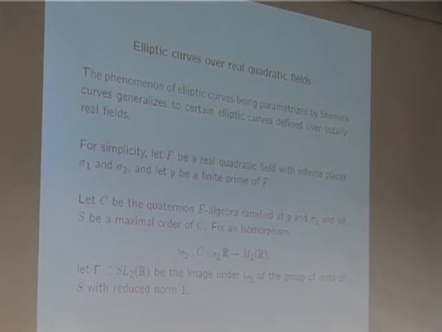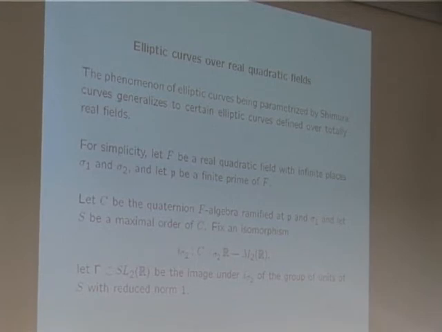defined over certain totally real fields. For simplicity, I'd like to restrict to the situation of real quadratic fields. In particular, this is the only case I wrote any code for. So the phenomenon of elliptic curves being parameterized by Shimura curves generalizes to elliptic curves over totally real fields in certain cases.